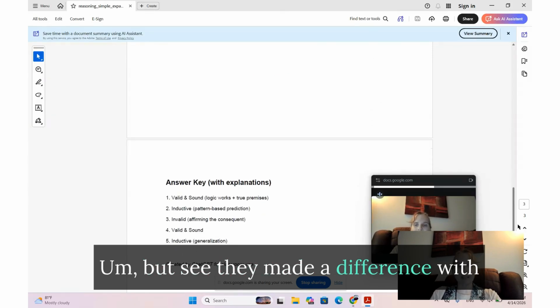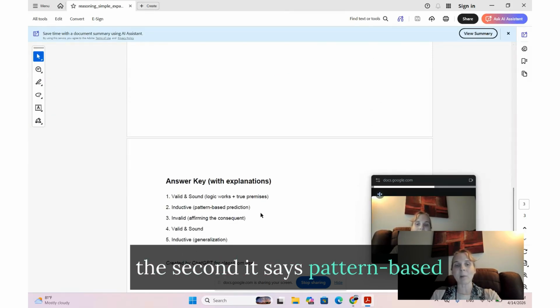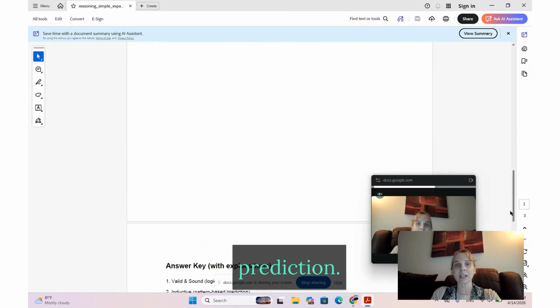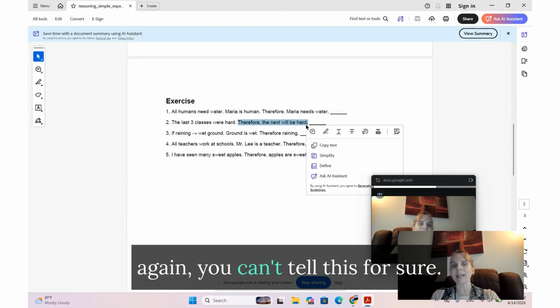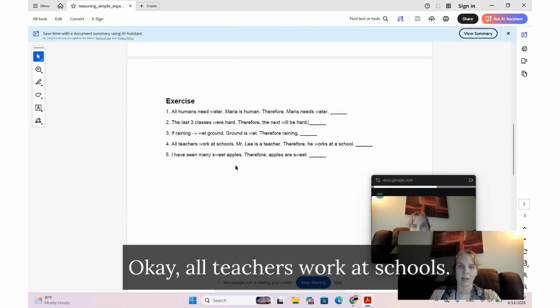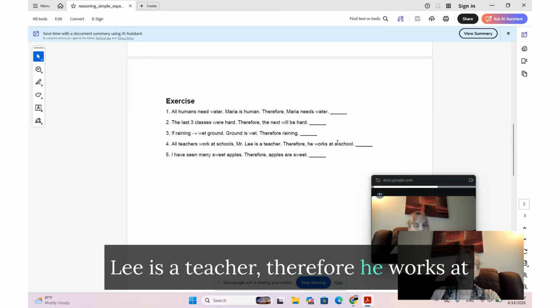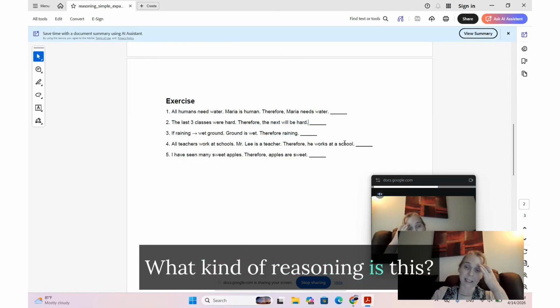But see, they made a difference with the second. It says pattern based prediction. So here we're making a prediction. But again, you can't tell this for sure. It's just your prediction. Okay, all teachers work at schools. Mr. Lee is a teacher, therefore he works at schools. What kind of reasoning is this?